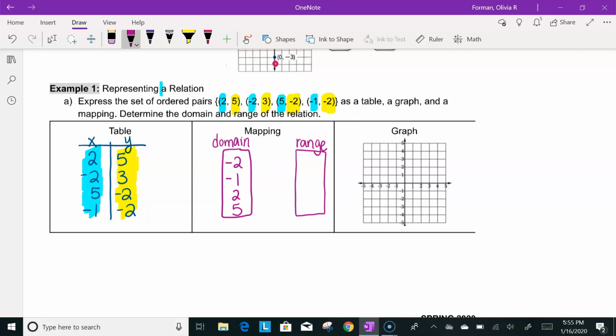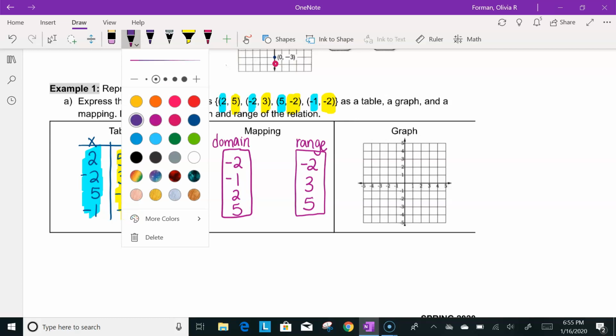Now I look at my range values, and I notice that this -2 shows up twice. It's my smallest number. It shows up twice. I'm only going to write it once right there. Then I'm going to put the 3 and the 5. So now we have everything in here. Now I just have to draw my arrows.